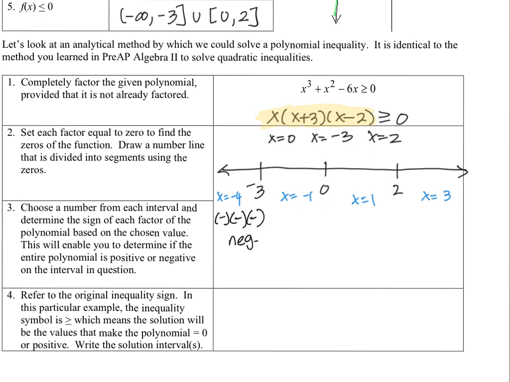Then I'm going to do the same thing for each one of these little groups. So notice when x is -1, the first one would be negative, the second one would be positive, and the third one would be negative. So I have 2 negatives, so that's a positive.